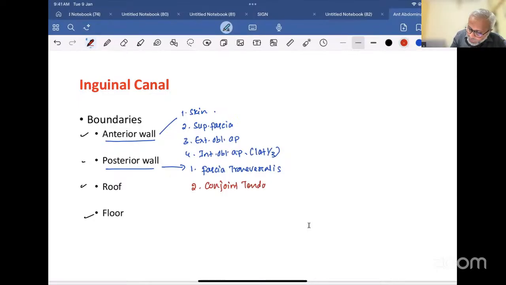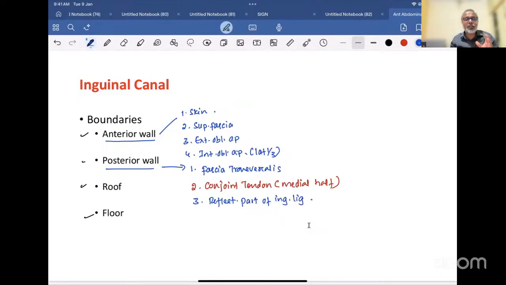And the examiner would expect you to mention that this forms the posterior wall only in the medial half. So the posterior wall is strengthened in its medial half by the conjoint tendon. Now, what is the conjoint tendon? The conjoint tendon is the combined insertion of the transverse abdominis and the internal oblique, right? This needs to be written and this needs to be highlighted. Apart from this, we also have one more important structure, which is the reflected part of the inguinal ligament.